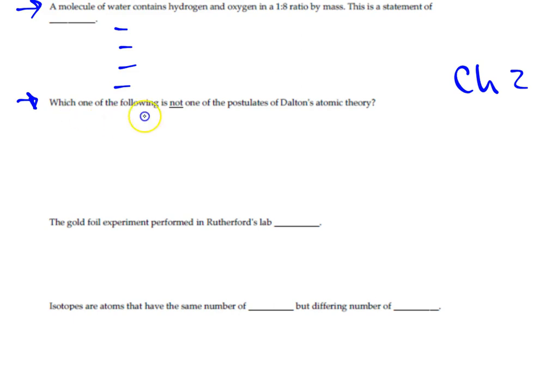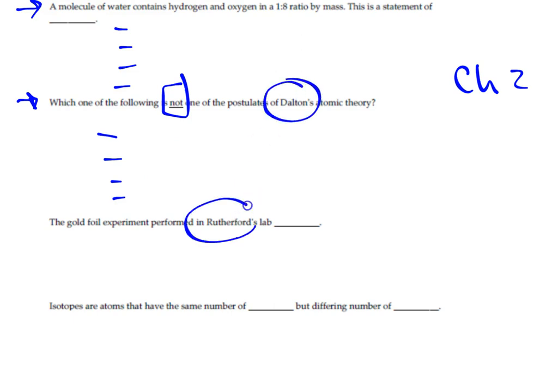All right. Which one of the following is not one of the postulates of Dalton's atomic theory? Dalton has 4 main theories. All right. So they'll be listed, and then one of them won't be. It'll be something completely wrong. Okay? So, what's that? I don't remember if it's super obvious. So you might need to know a little bit about Dalton.